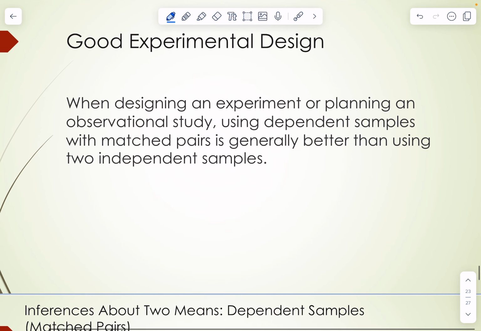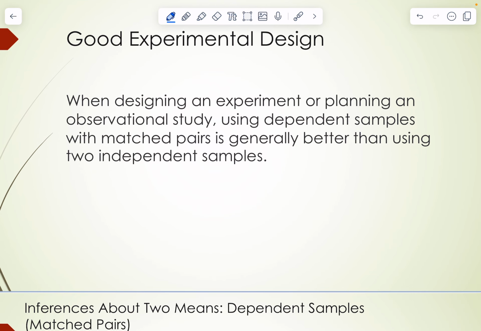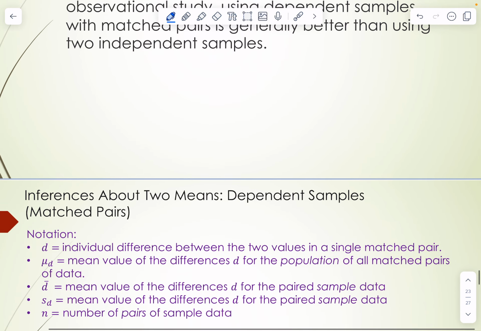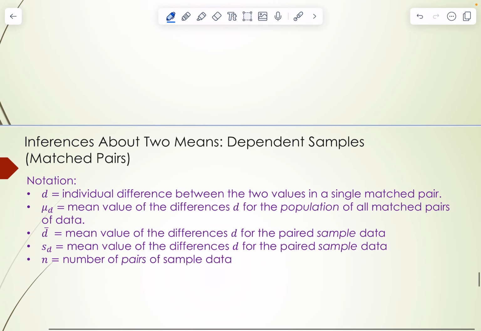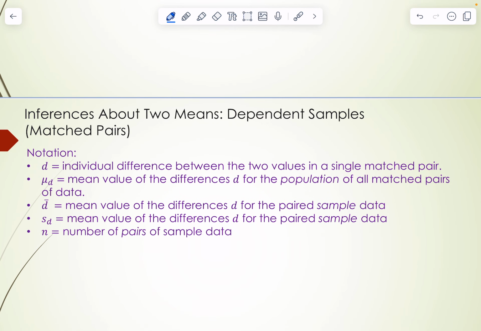When designing an experiment or planning an observational study, using dependent samples with matched pairs is generally just a better way of doing things than using two independent samples. So you want to test whether a treatment improves performance. Just use the people before and after, and that'll be your matched pairs. Okay, so there's some new notation. D is going to be the set of differences between the two values in the single matched pairs.